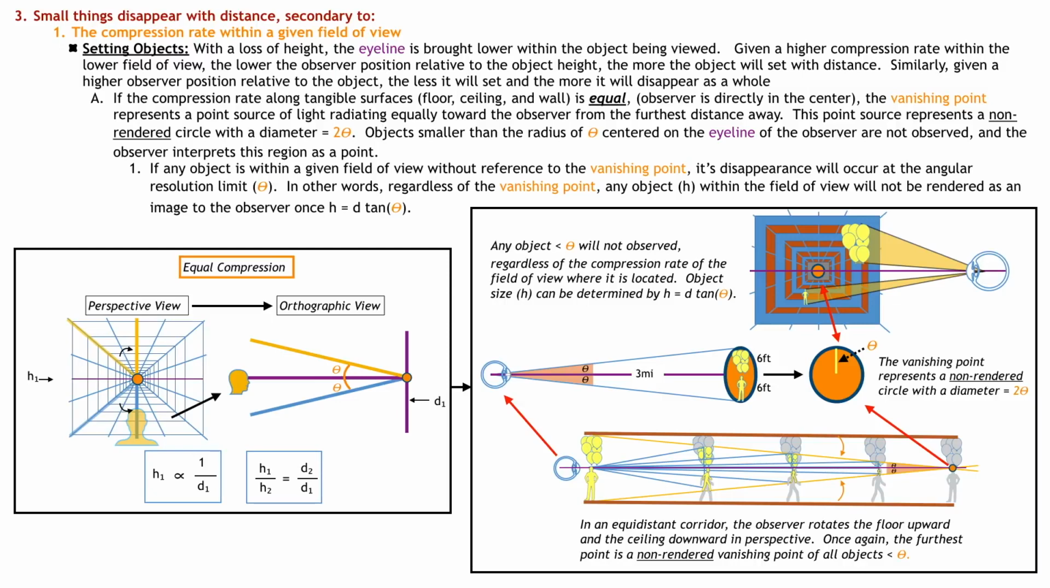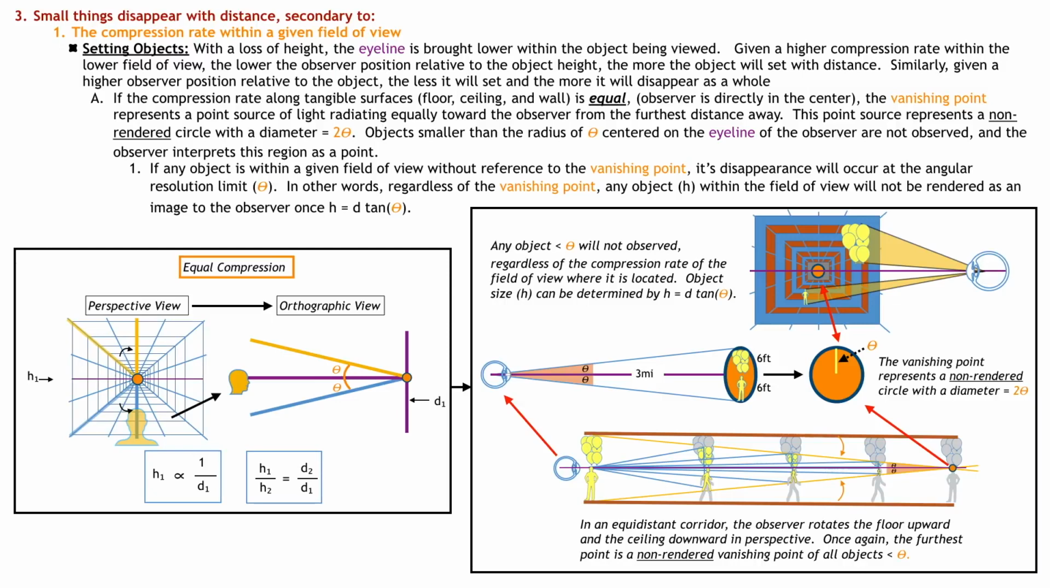On the diagram on the right, again, any object less than theta is not observed regardless of where it is in the field of view, and regardless of the compression rate where it is located. So objects of size h can be determined by h equals d tan theta. That's what we discussed already. And again, I'm trying to illustrate for you how the vanishing point appears to someone.